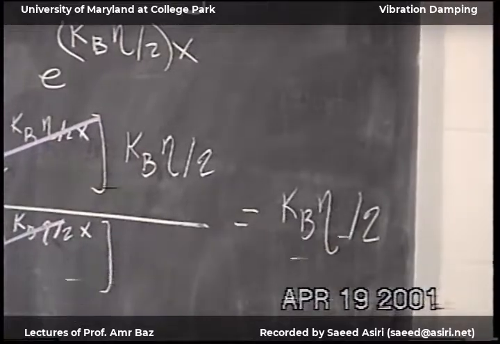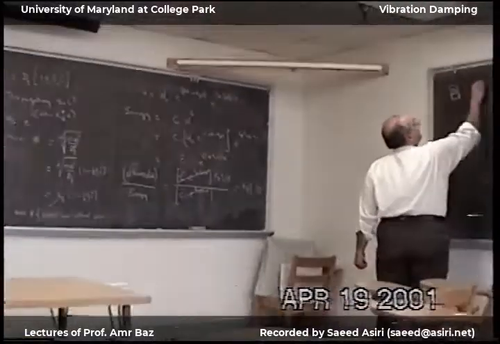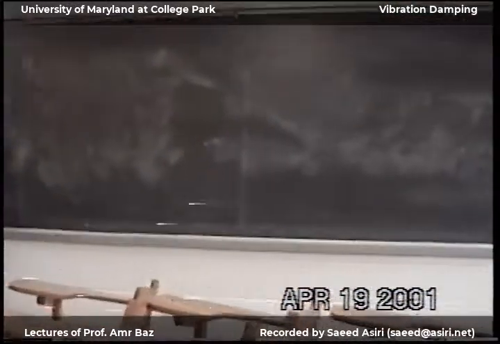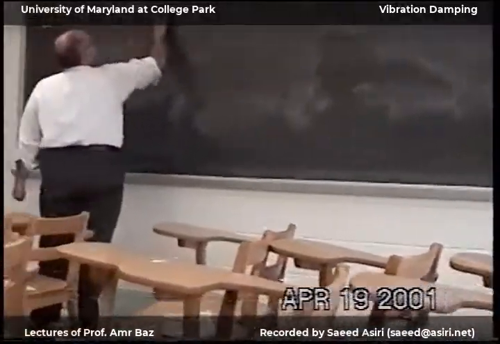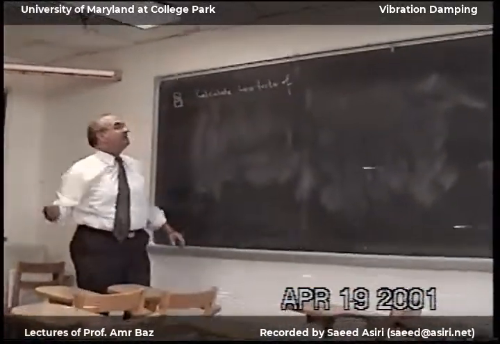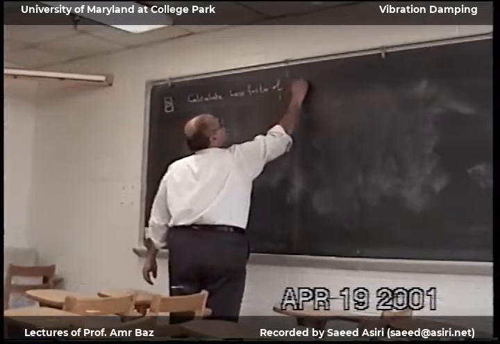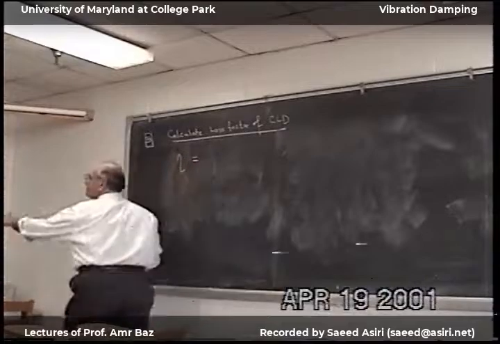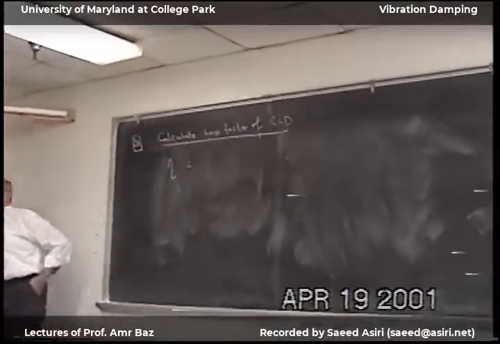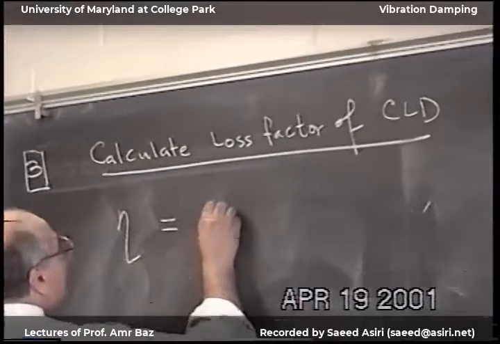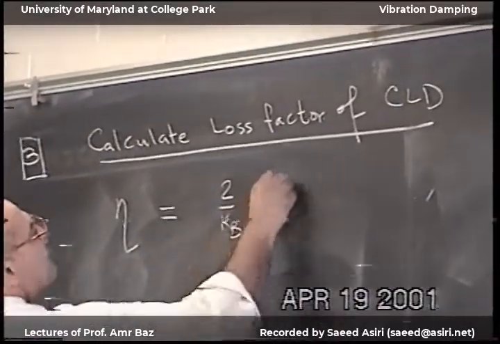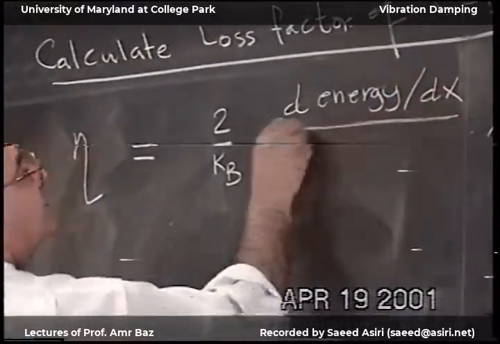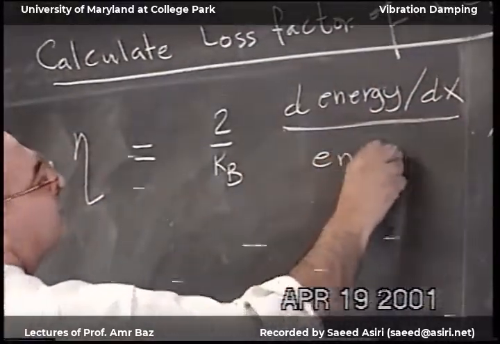So now the summary of all this, number 3, if I want to calculate the loss factor of an assembly of the constrained layer damping, then I'll rearrange this equation. I'll get eta here, and this will equal 2 over k_b, d energy by dx, divided by the energy.